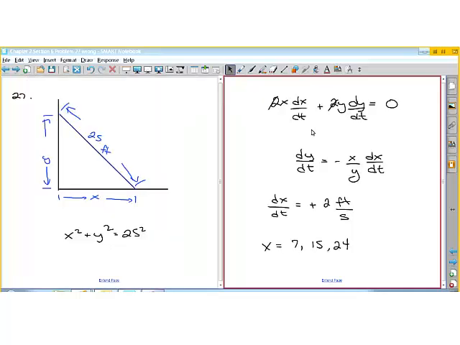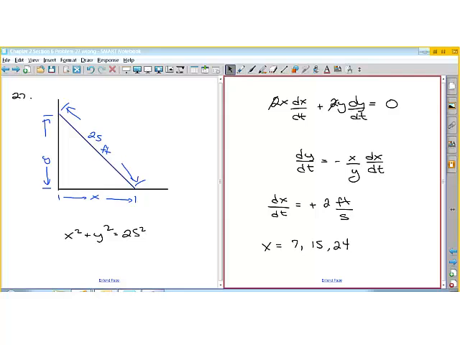So in our particular case, we're given three different values of x: 7, 15, and 24. Our relationship between x and y, the derivatives of x and y with respect to t, you just do implicit differentiation. So the derivative of x squared is 2x dx/dt. The derivative of y squared with respect to t is 2y dy/dt, and the derivative of 25 squared is 0. So you can solve for dy/dt. It becomes negative x over y dx/dt.